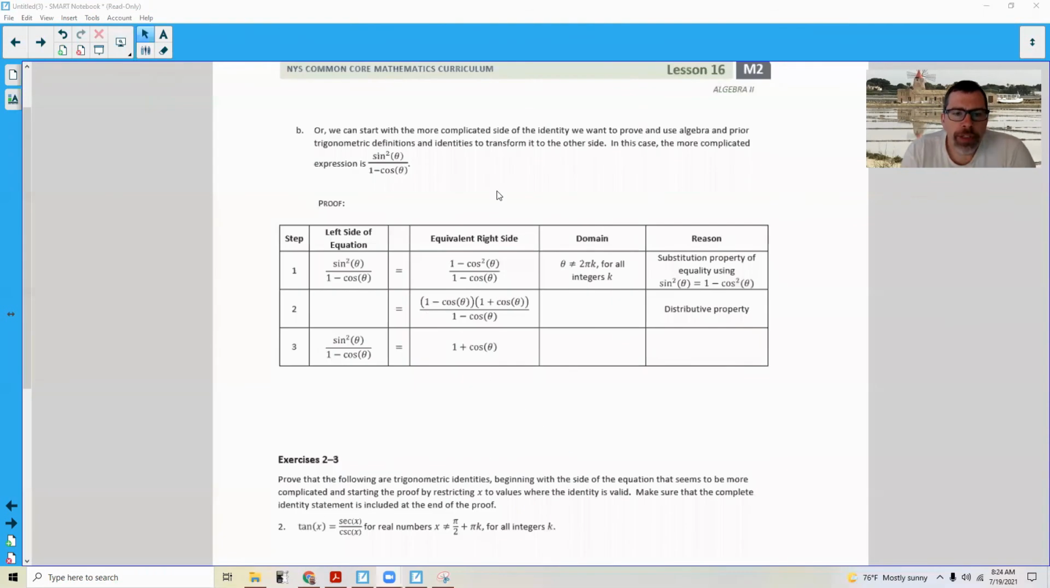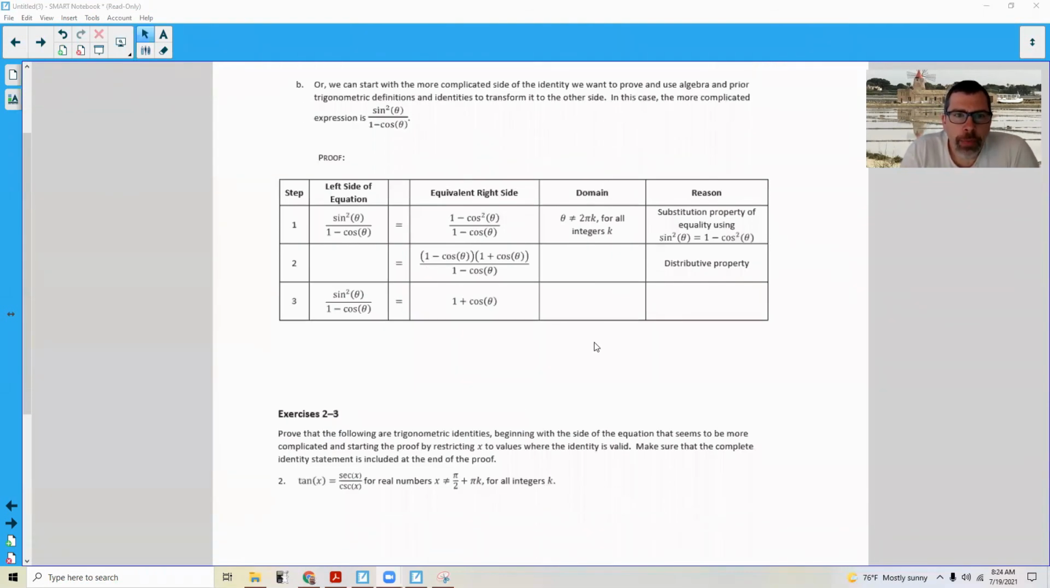Okay, page 4 brings us to the second way to do this. So part B says, or we can start with the more complicated side of the identity we want to prove and use algebra and prior trigonometric definitions and identities to transform it into the other side. In this case, the more complicated expression is sine squared theta divided by 1 minus cosine theta.